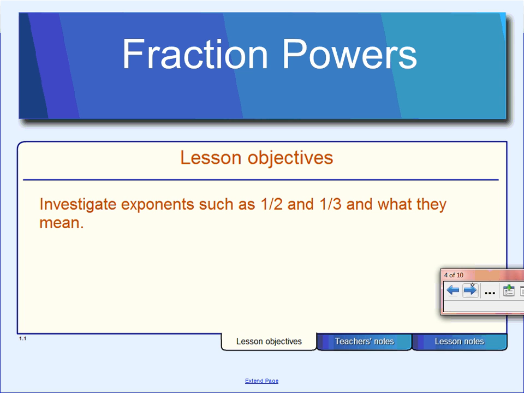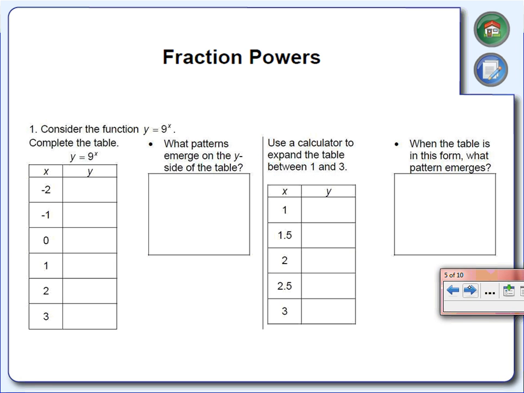Fraction powers is the next one we're going to take a look at. We just looked at some rules that we had back in Algebra 1. Now we're going to extend on this. It says here we're going to be investigating some exponents such as 1/2 and 1/3. What do they mean? What are they going to do? That's what we're going to look at today. So let's go ahead and get started.